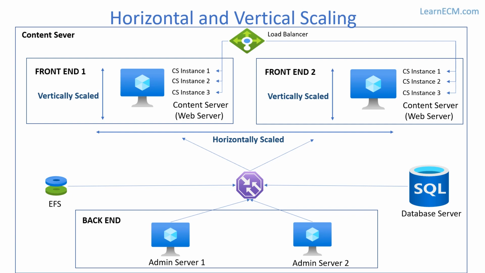And then on the backend side also we can start creating multiple admin servers. So we have here admin server 1 and admin server 2, and we can split out the functionality. We will see what different functionality we can run on different admin servers. But first we need to understand this horizontal and vertical scaling concept. From the front end perspective, we are doing both. And then again we are connecting to the database server and EFS and indexes.